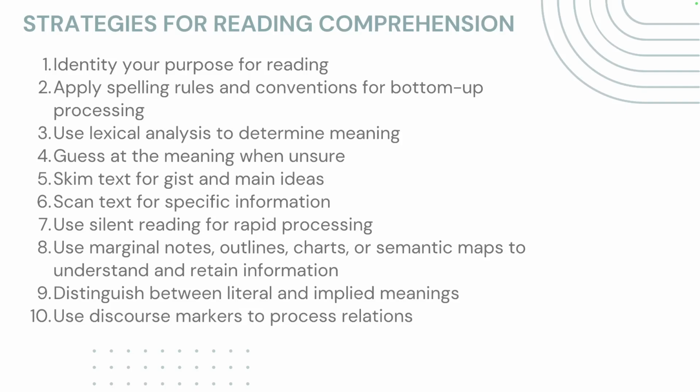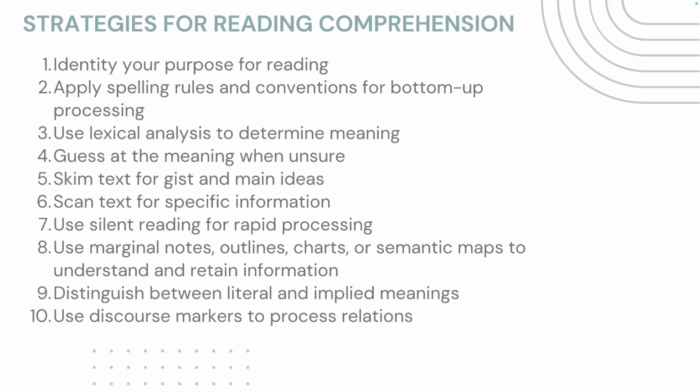Skim the text for gist and main ideas. Scan the text for specific information. If you don't know the difference between skim and scan, make sure you look those 2 words up. Number 7, use silent reading for rapid processing. When we talk about teaching reading, it's very important that students have an opportunity to do silent reading and reading for personal enjoyment. Number 8, use marginal notes, outlines, charts, or semantic maps to understand and retain information.